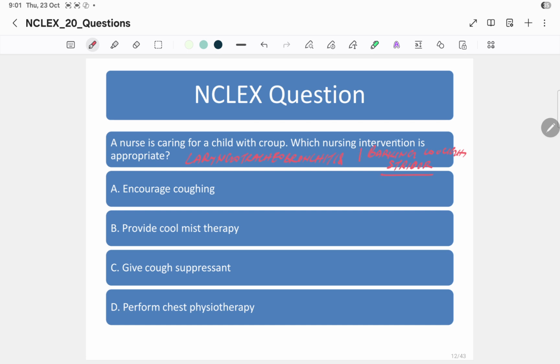In the exam, you can see questions on croup. Mainly, they will ask, barking cough is seen in which disease, or stridor is seen in which disease condition. This type of question we can see in the exam. Okay, so here the correct answer will be provide cool mist therapy.